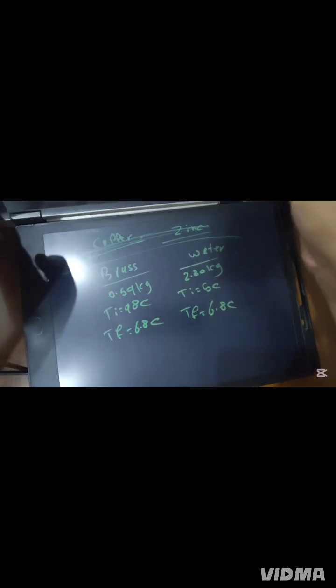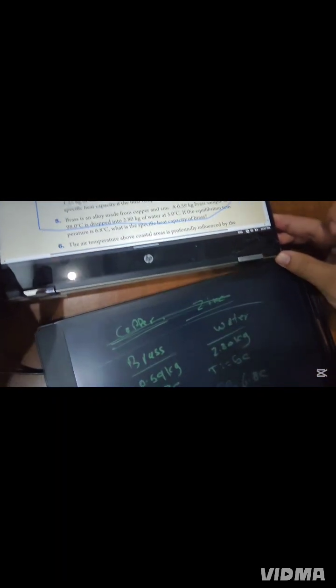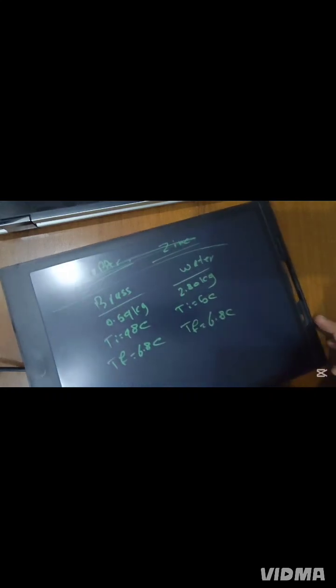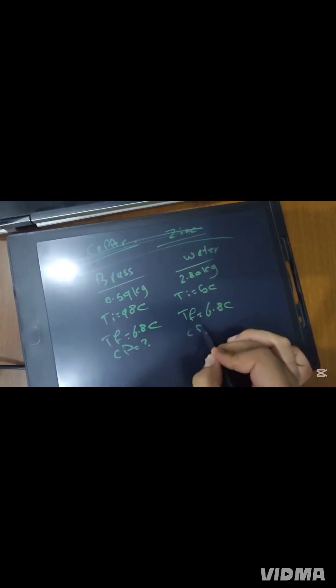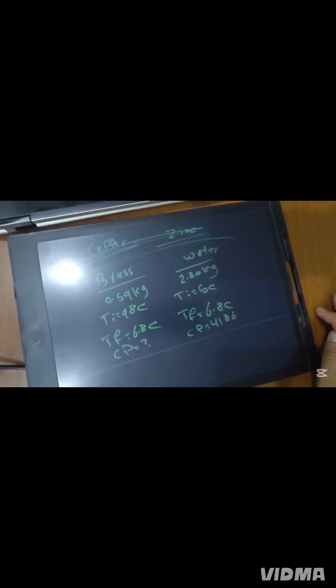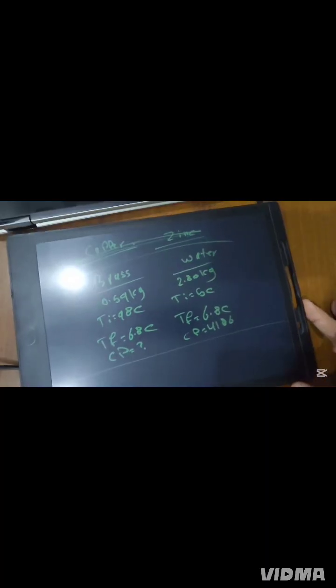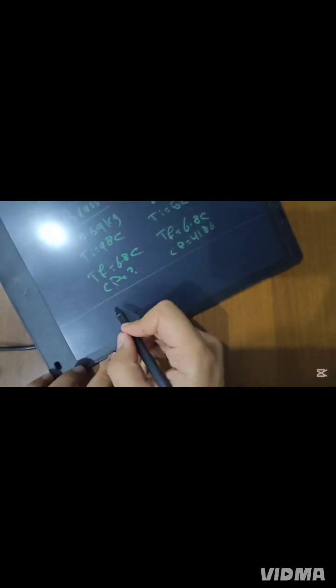And the question asks, what is the specific heat capacity of the brass? So find the specific heat capacity of the brass. We know the specific heat capacity of the water is 4,186. Let me write it down here.